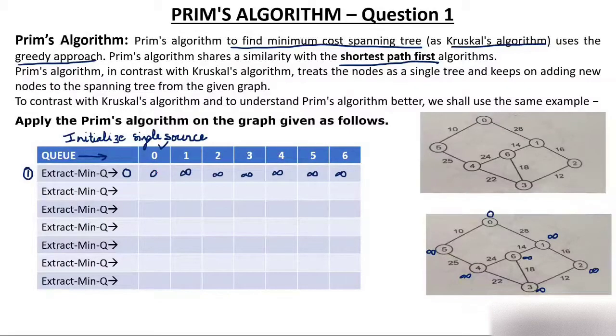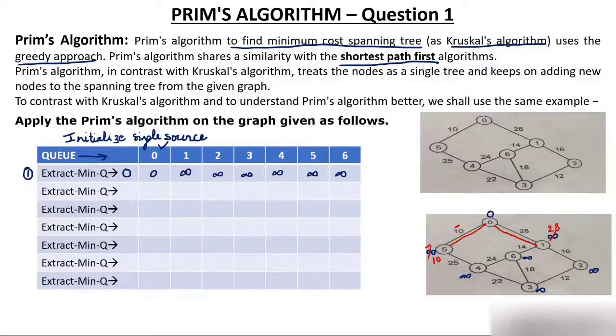Now, for the node you have taken out, see its neighbors. The neighbor of node 0 is 5, make a double line. The neighbor of 0 is 1, make a double line. Then you see this distance and this distance, and whichever is minimum, convert to that. Which is minimum, 10 or infinity? 10 is minimum. Convert it to 10. Now see which distance is minimum, 28 or infinity?